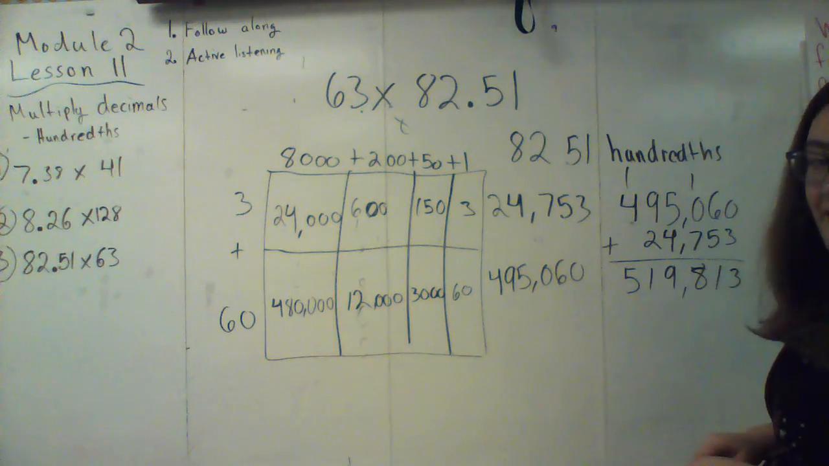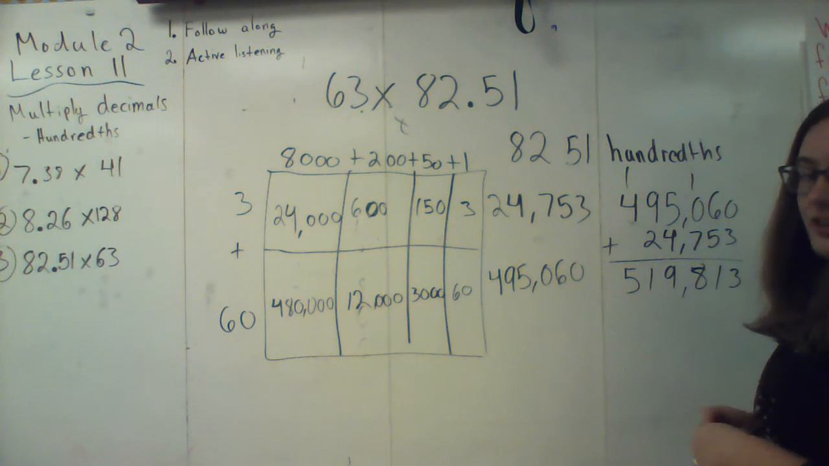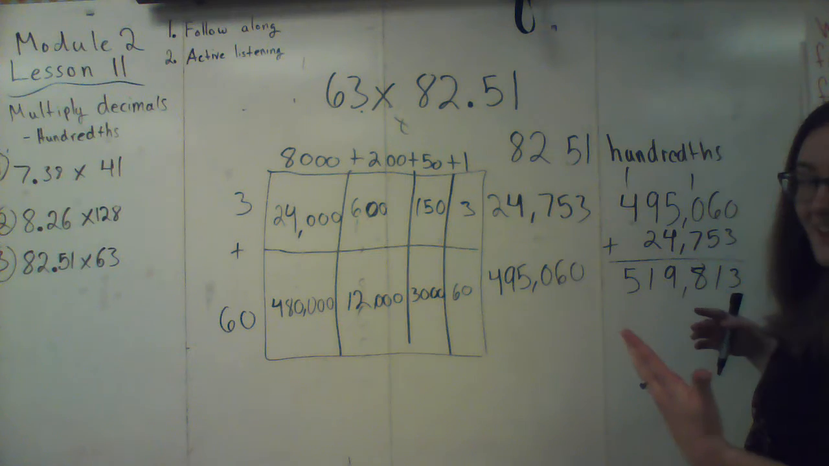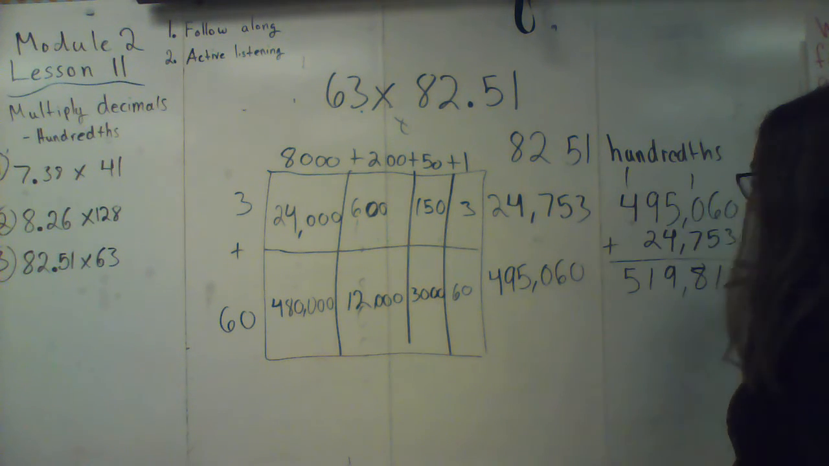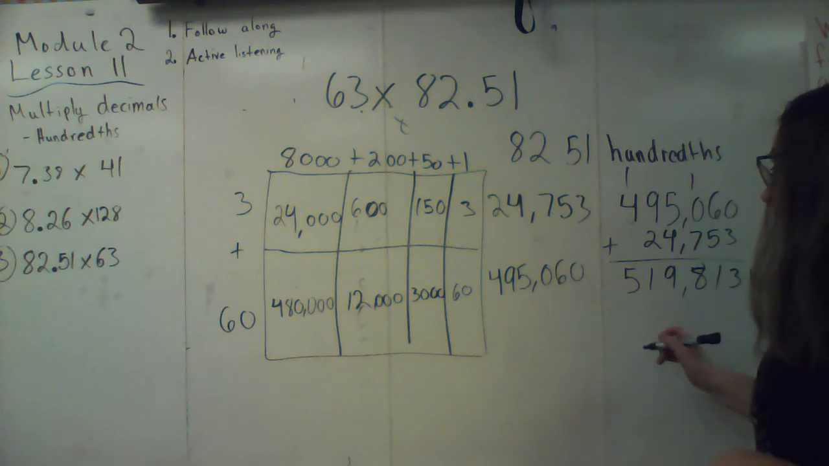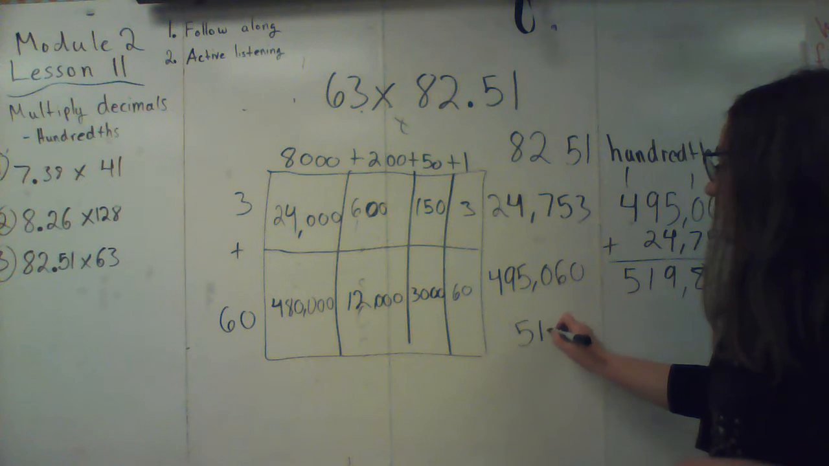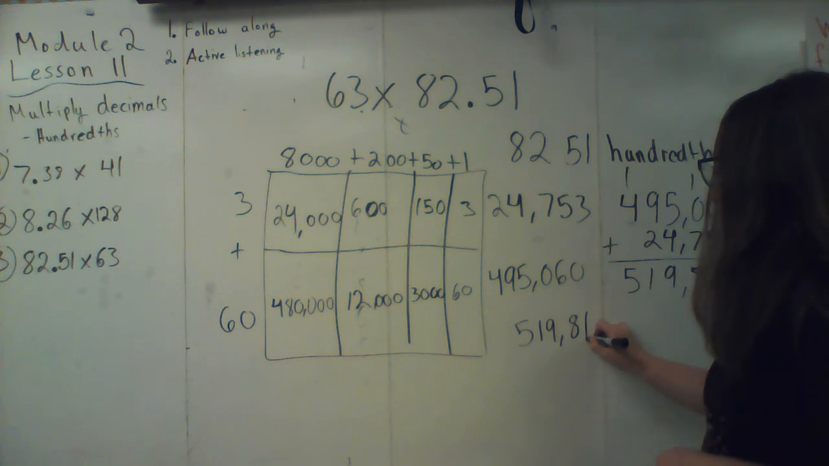So it looks like I have 519,813 as my answer, but remember I have my units on that, so that is hundredths. Units are hundredths on this. So I now need to rewrite this. I'm going to write it over here so you can see it.